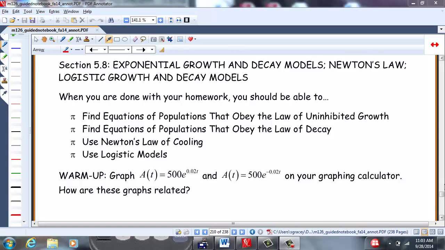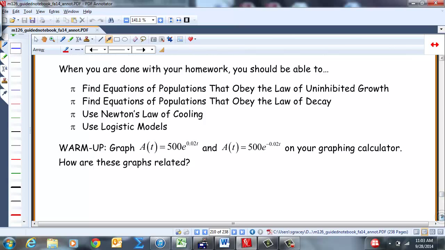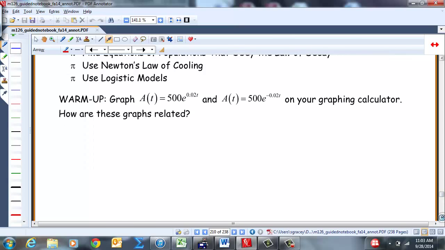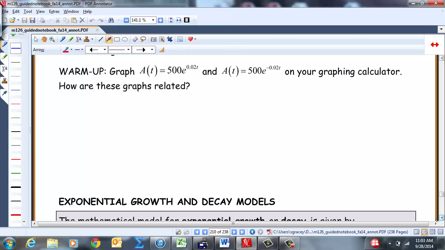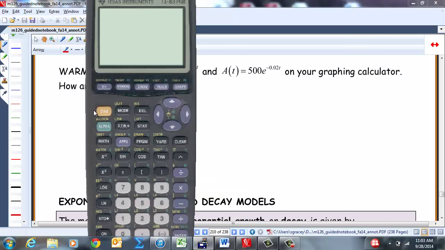So let's get started with a warm-up, which has us graph these two exponential graphs, right? So what do you think is going to happen with these graphs? Let's see if you're right.